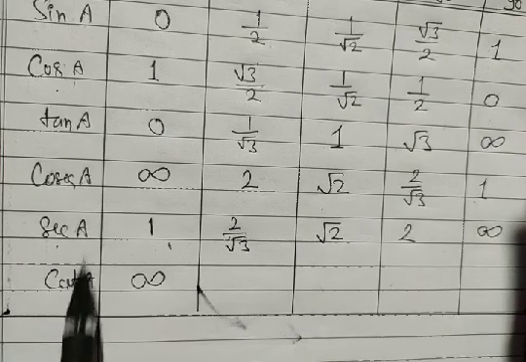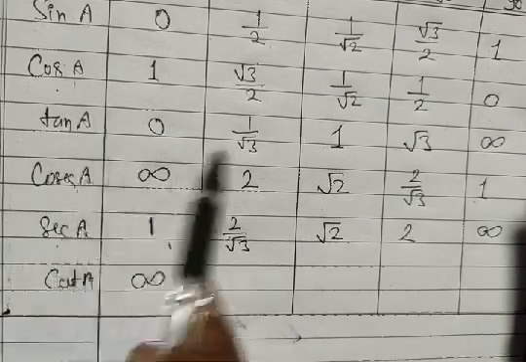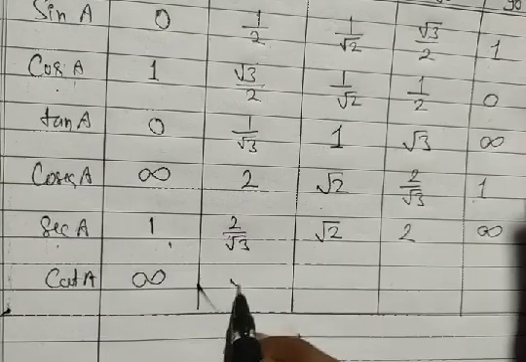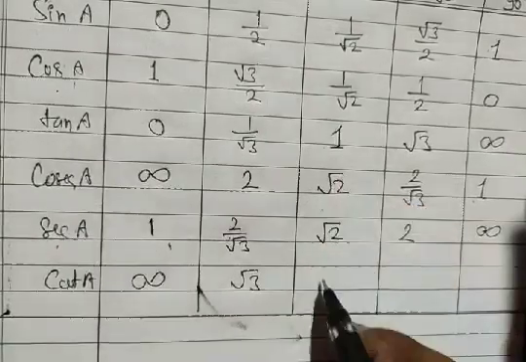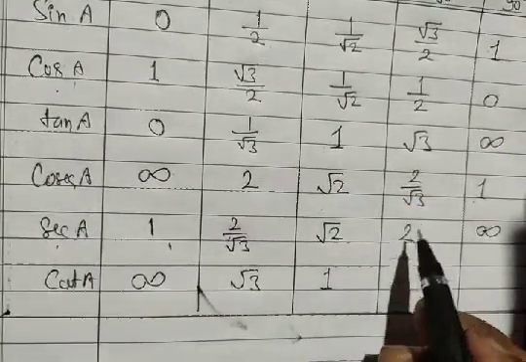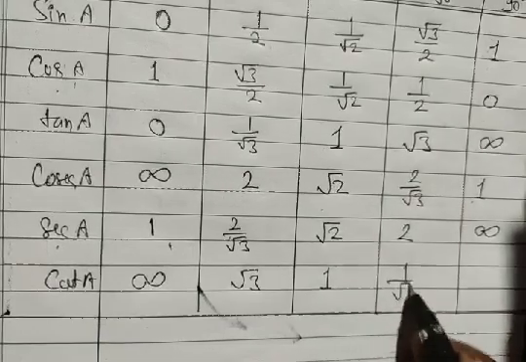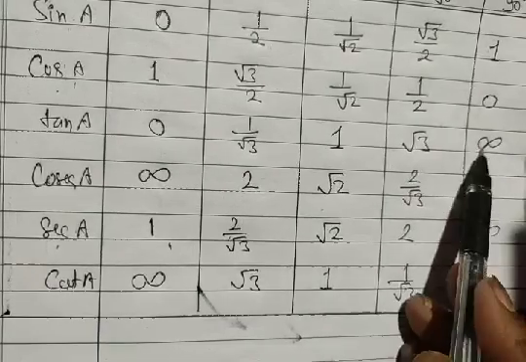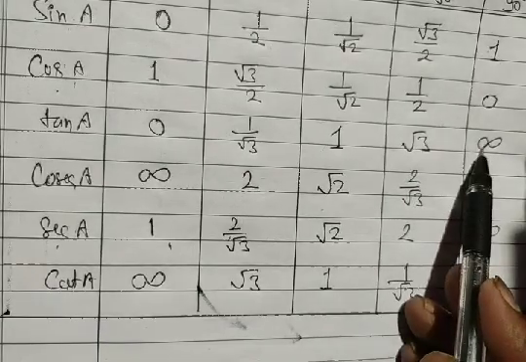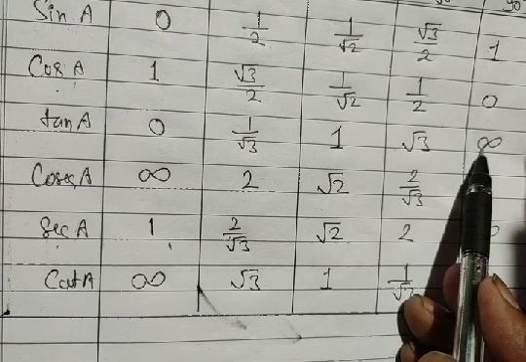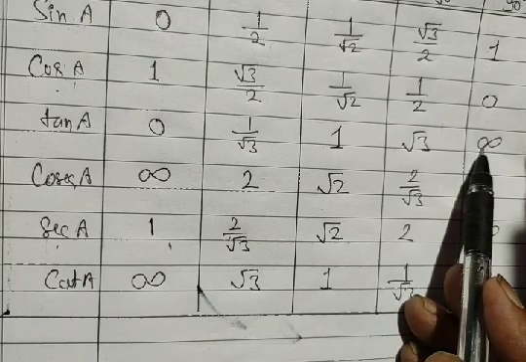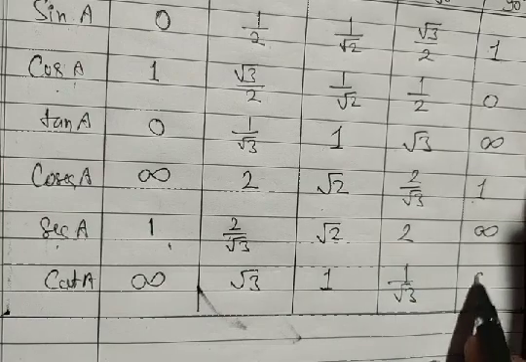Now cot is the reciprocal of tan. Then the reciprocal of 1 by root 3 is what? It's root 3. 1 by 1 is what? We get 1 here. The reciprocal of root 3 is what? We get 1 by root 3. And the reciprocal of infinity, infinity means 1 by 0. When we take its reciprocal, we get 0 by 1, and 0 by 1 is 0.